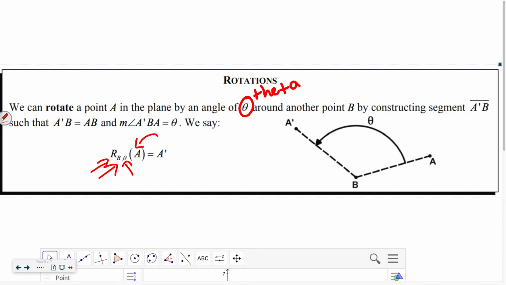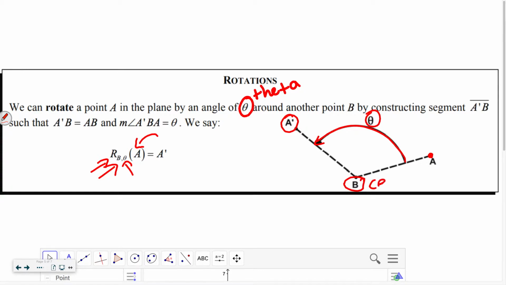So what are we actually doing here? Check it out. We want to rotate point A around B. So we want to rotate A around B. Got it? By a certain angle measure, theta. We end up getting A prime. Okay, so our center is B.